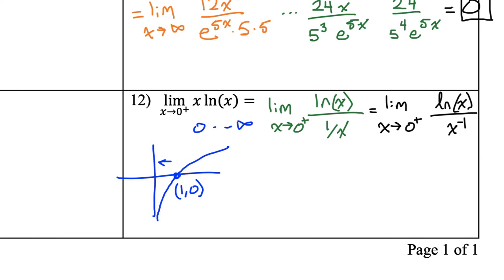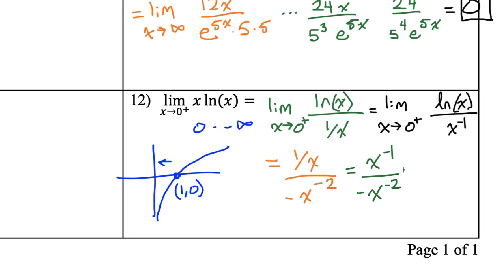Now I'm going to use L'Hopital's rule. This is now going to be equal to, okay, the derivative of natural log, you guys know, is 1 over x. And the derivative of the bottom, you bring the negative 1 down in front, negative 1. So negative x to the power of negative 2. And I can rewrite this thing as x to the negative 1 over negative x to the negative 2.